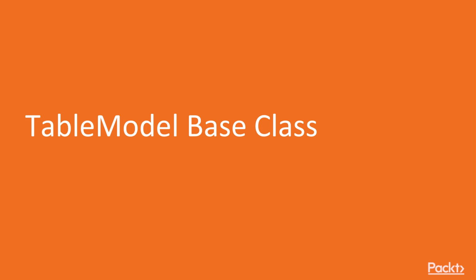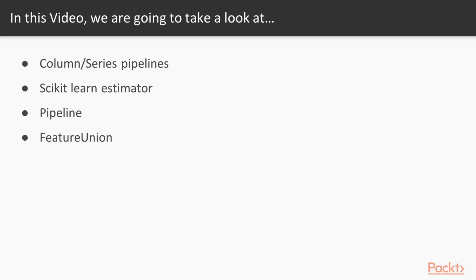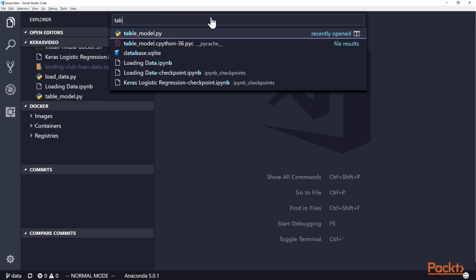And now in this video, we'll take a look at the table model base class. There are several components to build up our table model. We're going to look at column and series pipelines that deal with the individual columns. We're going to look at building a scikit-learn estimator to convert all of those columns, and then we'll explore the use of scikit-learn pipelines and feature union to create an overall multidimensional array out of a table of data. Alright, let's dive in and take a look at the code.